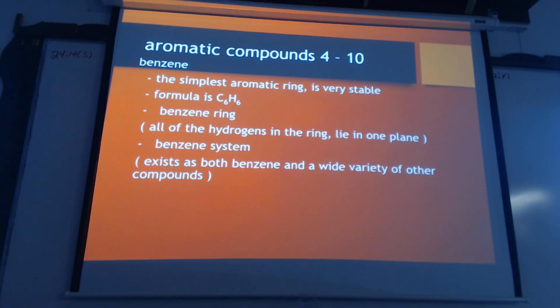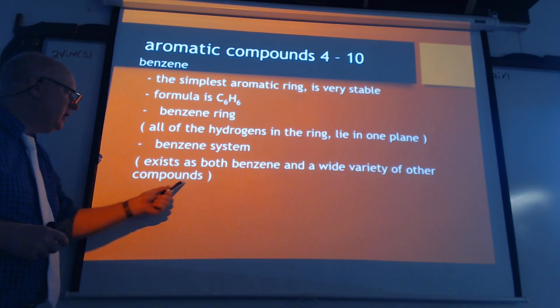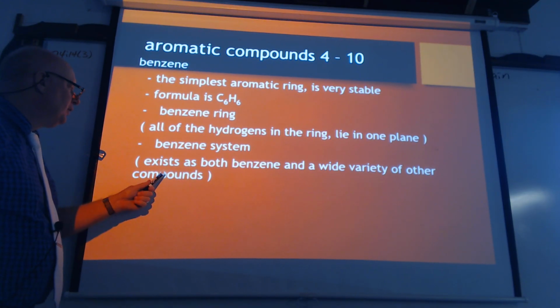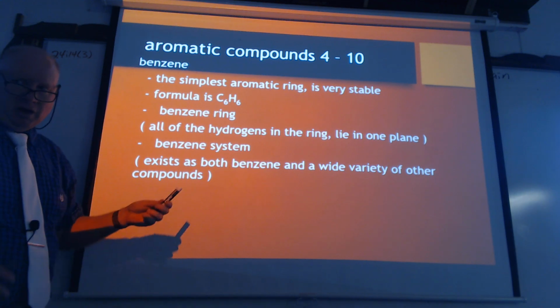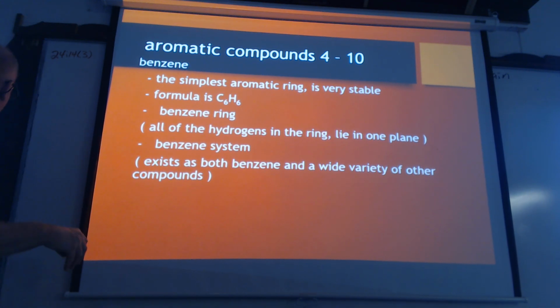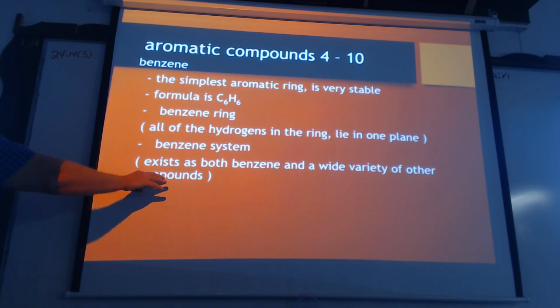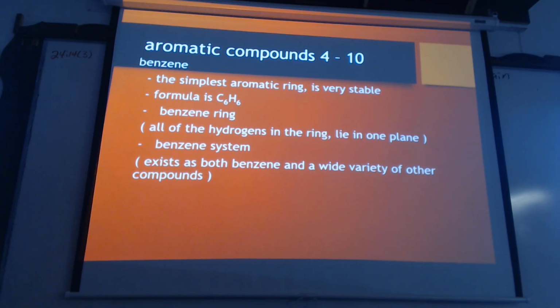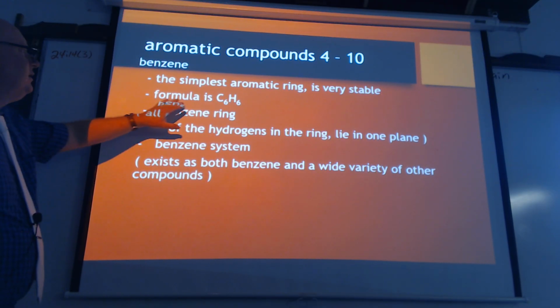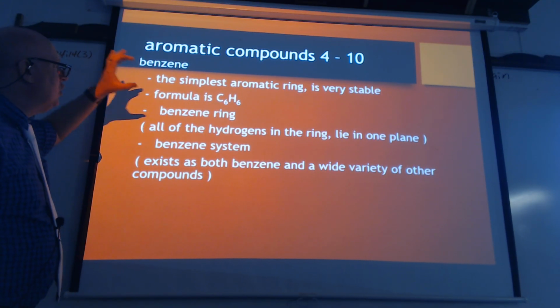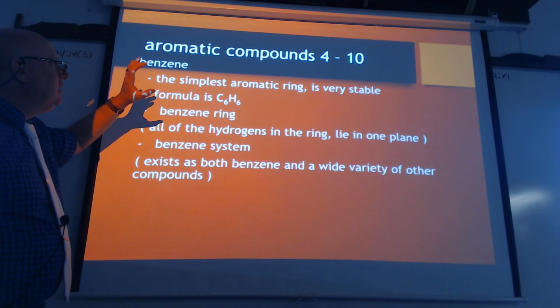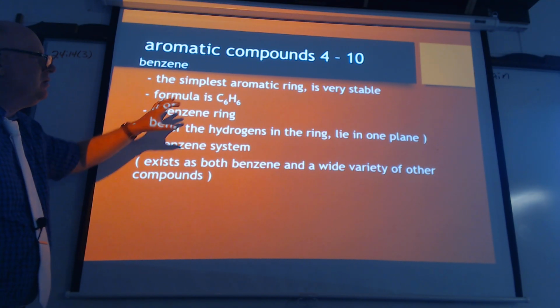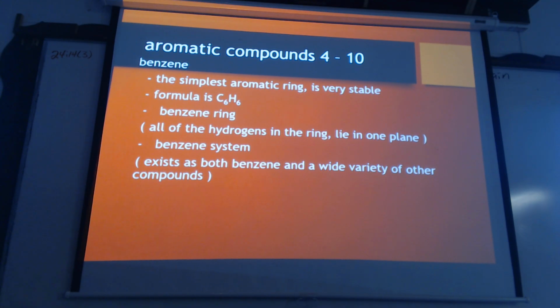So what we mean by this exists as both benzene and a wide variety of other compounds. Those are that reaction chart that you are given, or flow chart if you want to call it that. That's what this is referring to. Okay. So we see C6H6. We know we're talking about benzene, and that's the only compound we could be talking about when we see that, because if it's C6H14, we know it's hexane.